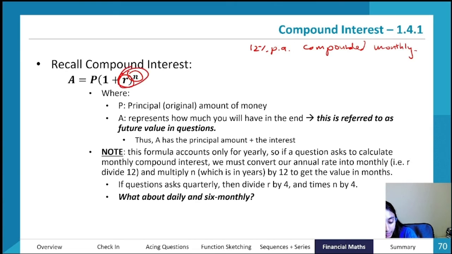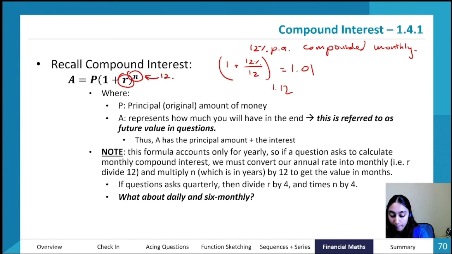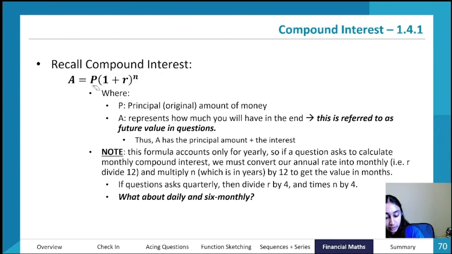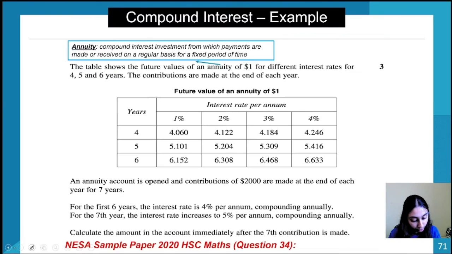Now our R and our N will be relative to our monthly part, even though the percentage is per annum. So N for a year will be equal to 12, and R will be equal to 1 plus 12% on 12 months because we're doing monthly. So it'll be 1.01 as opposed to like 1.12. Just something to keep in mind as I move forward.